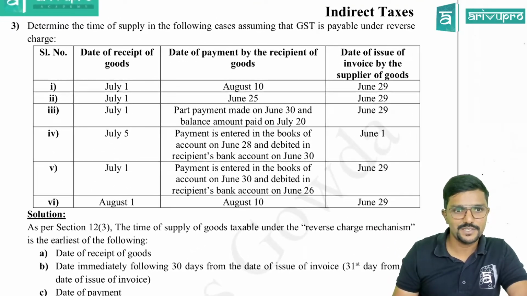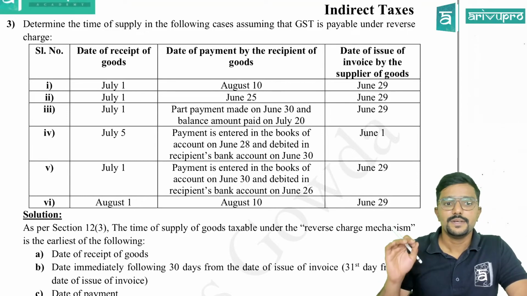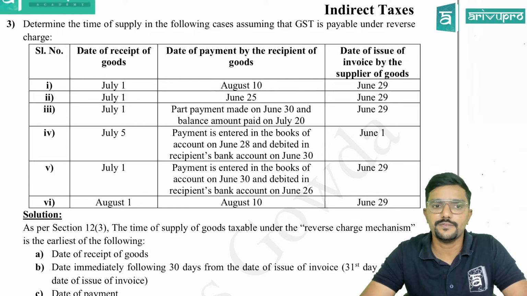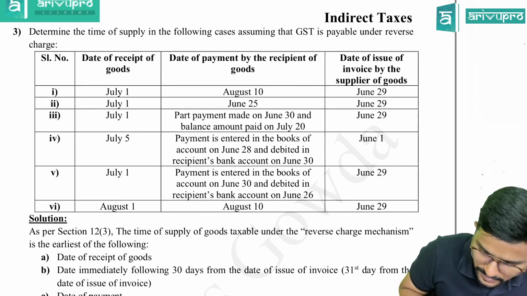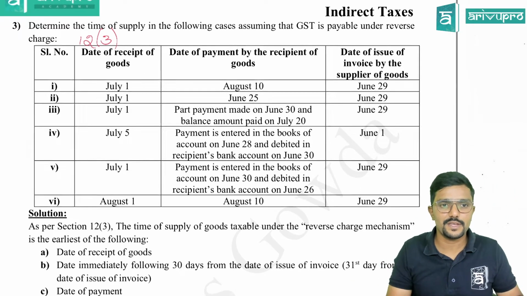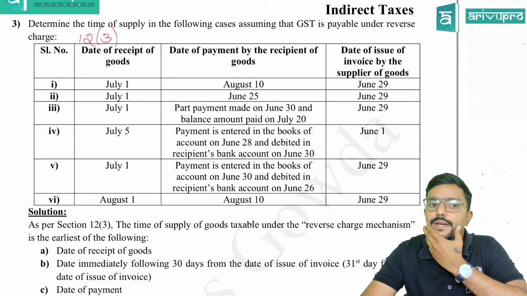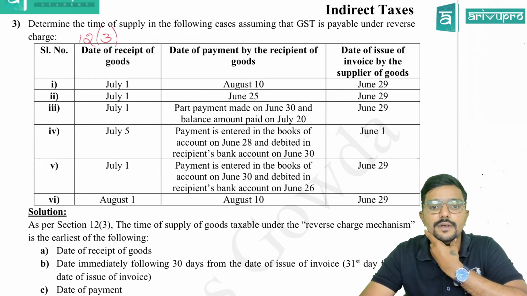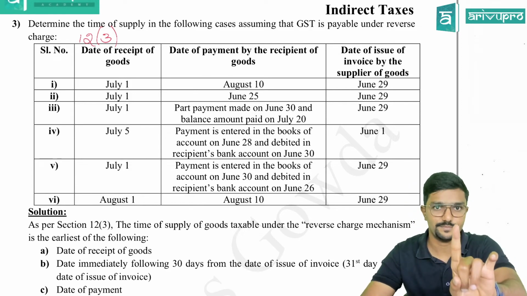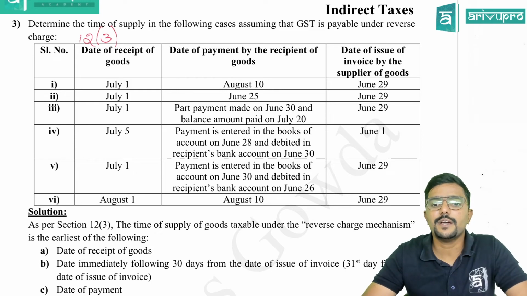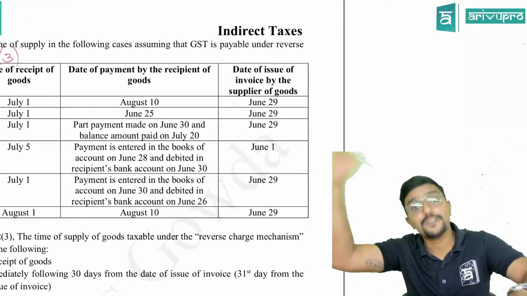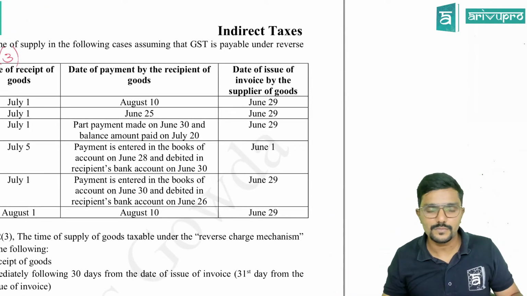I have one more big list here. Determine the time of supply in the following cases, assuming that GST is payable under reverse charge. So again, it is for goods. You need to apply section 12.3, guys. So a number of cases are given here. One by one we will see. Date of receipt of goods in each scenario is given. Date of payment by the recipient of goods is given. Date of payment for reverse charge is important. Clear? Yes, sir. Date of issue of invoice by the supplier is given. So date of invoice is not important. We need to take the 31st day from date of invoice.